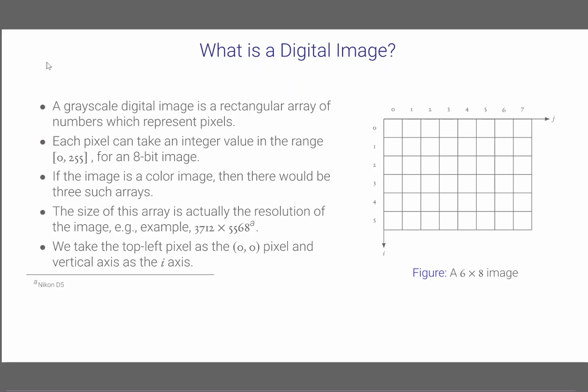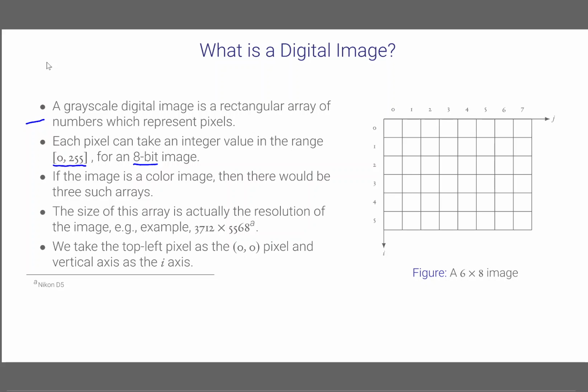Hello, welcome everyone. We'll discuss what a digital image is today, and we'll learn how to create images in Python and then how to manipulate them to access pixels. A grayscale digital image is a rectangular array of numbers which represent pixels. Each pixel can take an integer value in the range from 0 to 255 inclusive of both these numbers, as these are represented by 8-bit numbers.